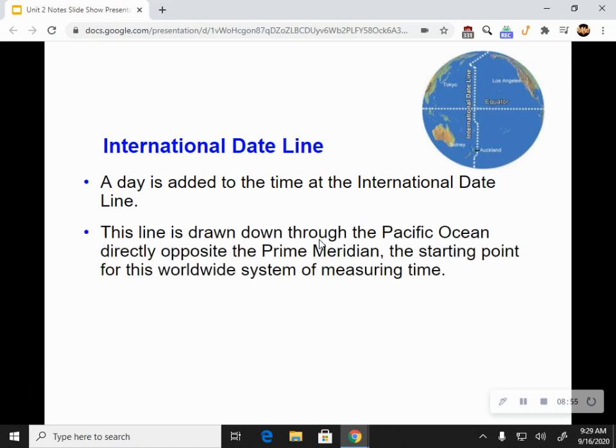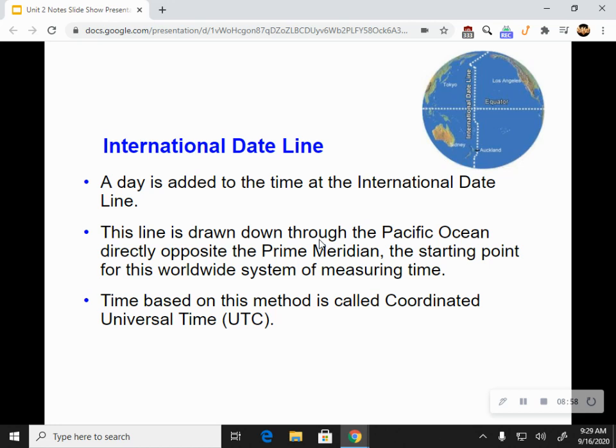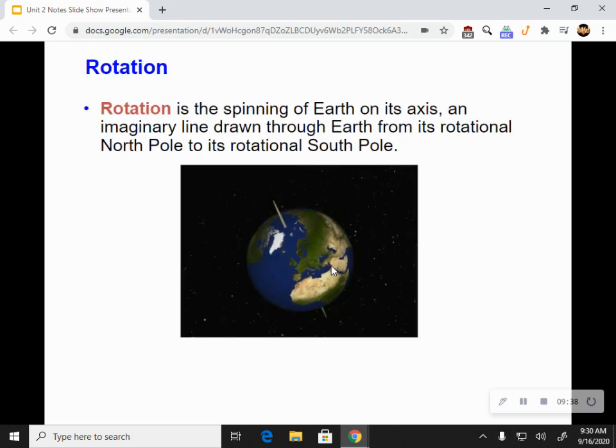So the international dateline is the only way to time travel. As you move across the international dateline, you can either move into the future or move into the past. When you move from Los Angeles to Tokyo, you are actually going forward in time. But when you go from Tokyo to Los Angeles, you're going backward in time. Meaning that this is where time changes based on the day. This is based on the coordinated universal time. And that's how we all work on schedules, especially in a world like today, which is so worldwide economy driven.